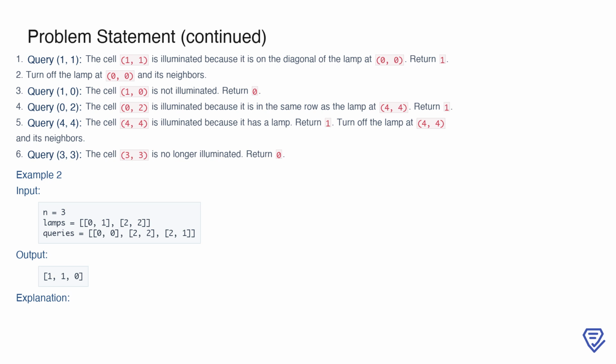Next, the query [0, 2] targets a cell that is illuminated because it shares the same row as the lamp at [4, 4]. The result here is 1. Then, for the query [4, 4], the cell is directly illuminated as it contains a lamp. The result is 1, and the lamp at [4, 4], and its neighbors are turned off. Finally, for the query [3, 3], the cell is no longer illuminated, so the result is 0. This example demonstrates how the illumination of cells changes dynamically as lamps are turned off during the query process.